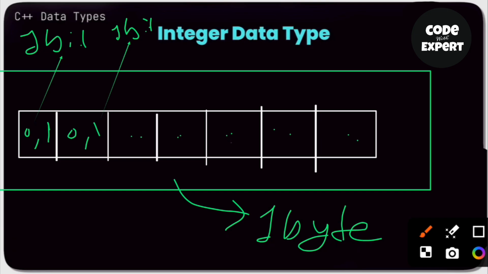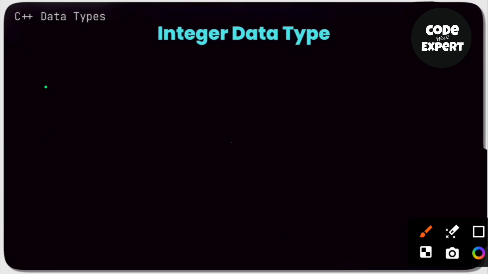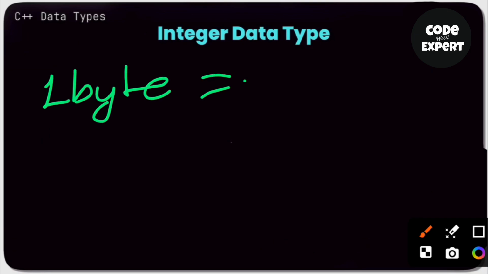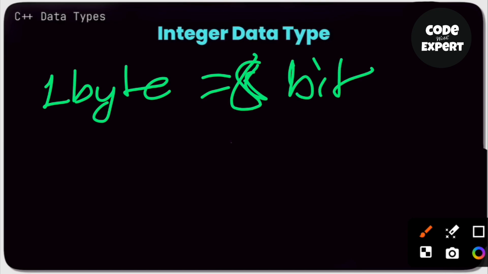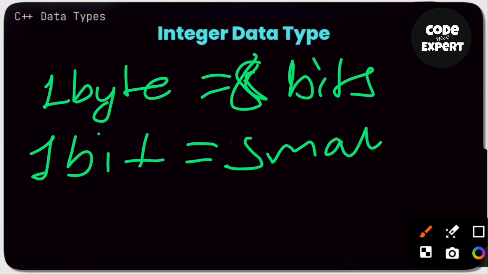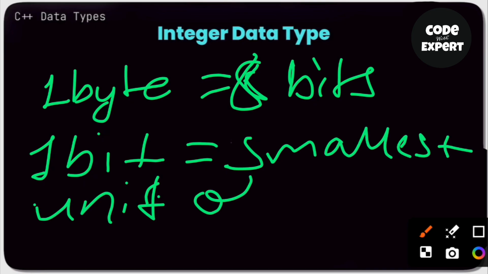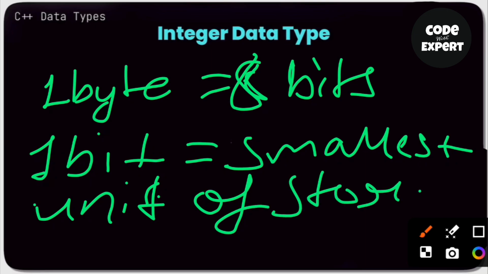Byte is the multiple of 8 of the smallest unit of storage. As you know, 1 byte is equals to 8 bits, and 1 bit is smallest unit of storage.